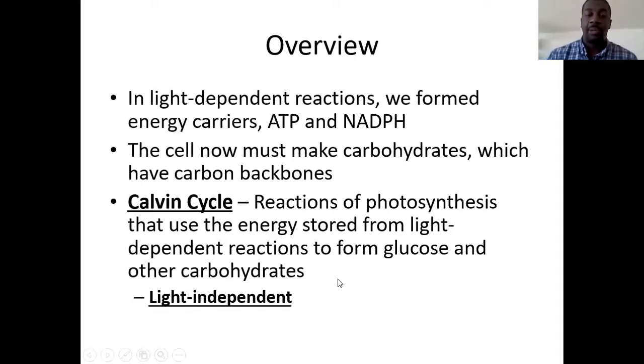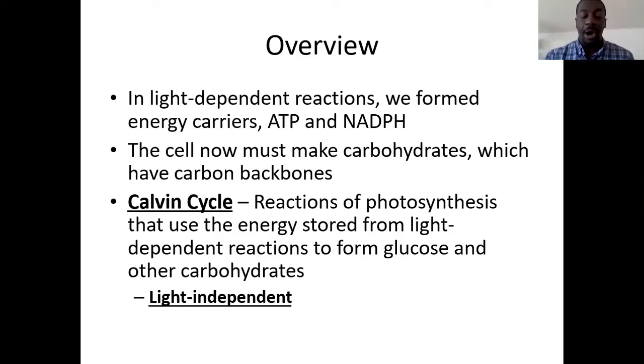During the Calvin cycle, we're going to be taking energy from ATP and NADPH from the light-dependent reactions, and we're going to be using those to help us form glucose and other carbohydrates through photosynthesis. So this is the second phase of photosynthesis. That's the Calvin cycle.